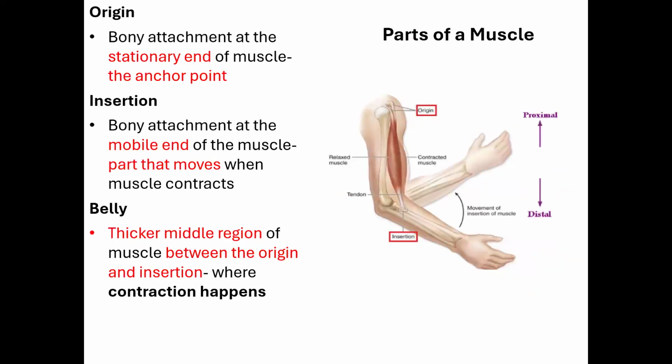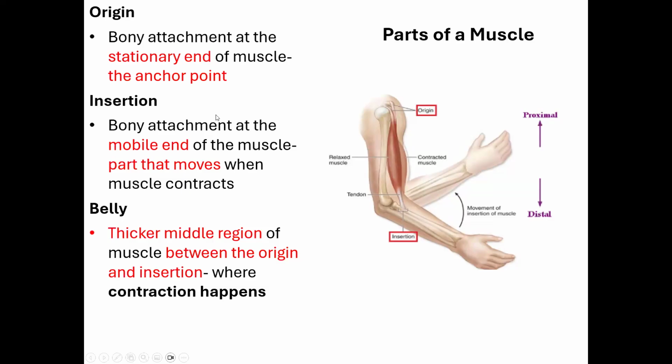Okay, now let's look at the parts of a muscle, not the structure. We learned the structure. Now we're looking at the parts. So you can see that there are three parts. There's an origin, there's an insertion, and there's a belly. What's the difference between origin and insertion? Anybody?